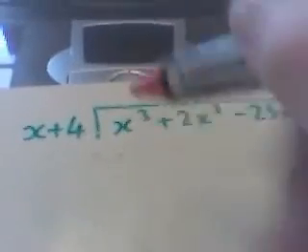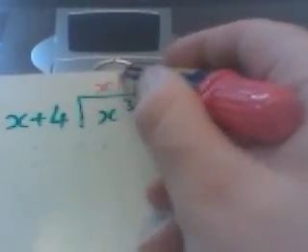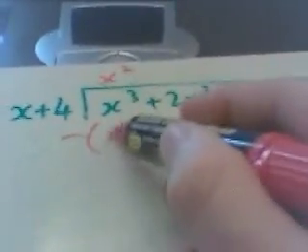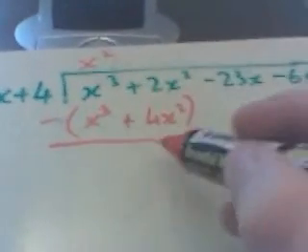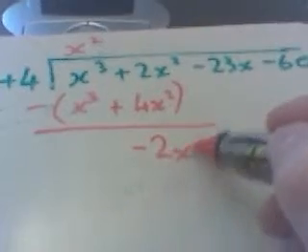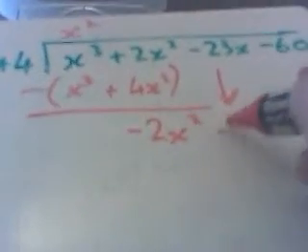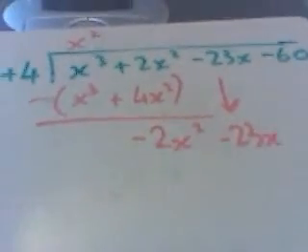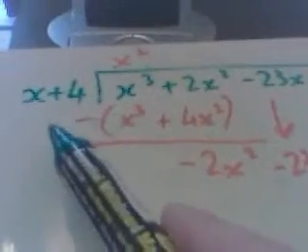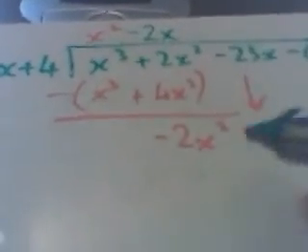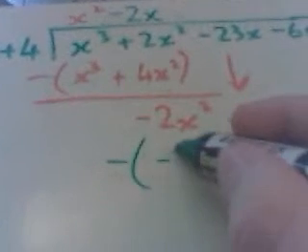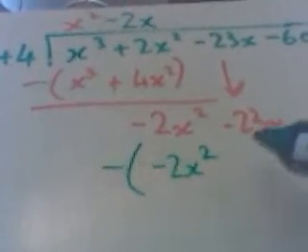x into x cubed, well, that's going to be x squared, so you're subtracting x cubed. 4 times x squared is 4x squared. Subtracting gives negative 2x squared, and we bring down the negative 23x. I could run out of space here. What do I times x by to get negative 2x squared? Well, it's negative 2x. So we're subtracting negative 2x squared.